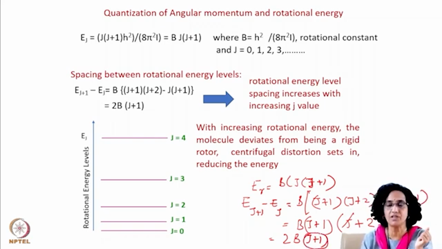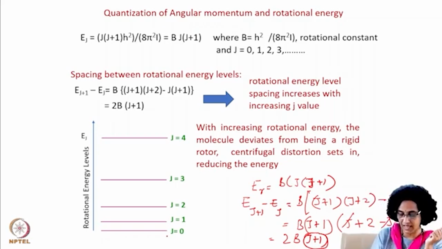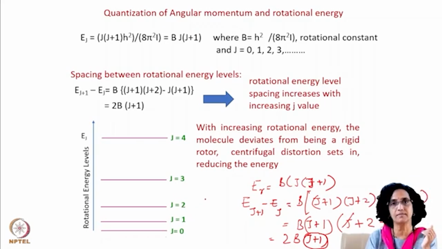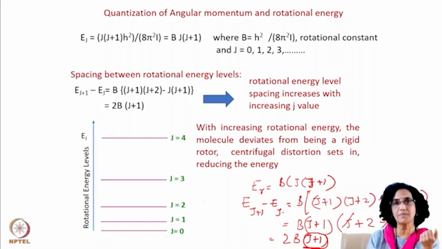Unlike vibrational energy levels, we now see here that the rotational levels, as we are seeing here for J equal to 1, J equal to 2, J equal to 3, are not equidistant. And that is not because of any anharmonicity or anything, but the fact that your rotational energy is proportional to the value of J, and therefore as the J value increases, this keeps increasing.